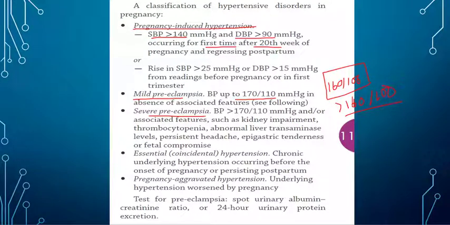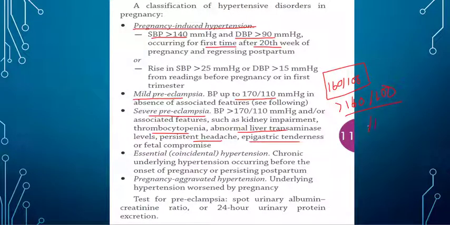Severe preeclampsia patient sometimes can develop some of the complications. What are those complications? Patient can develop kidney impairment. They can have thrombocytopenia. They can have abnormal liver enzyme elevation. They can have headache, blurring of vision. They can have epigastric or right upper quadrant tenderness or pain.